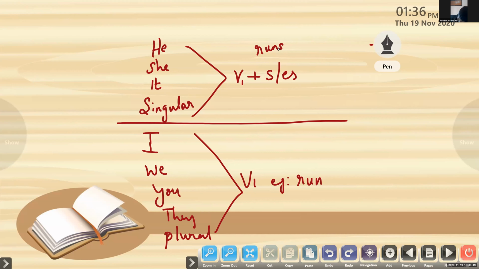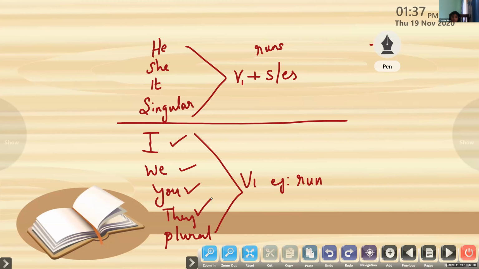Hope it's clear. Then the next one. When we have to use the verb without S or ES, that is when the subject is I, we, you, they, and any plural. So there we say, I run every day, we run every day, or they run every day. Ashwin and Randir run every day. So you got the difference?